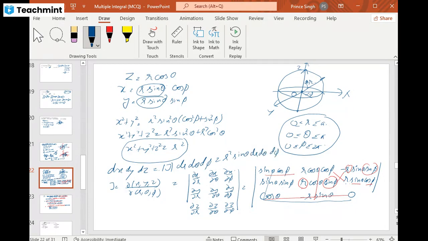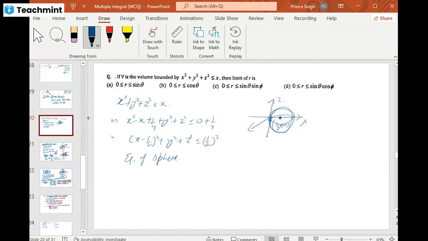Okay. Now let us come back to the question. Because in this case the surface is a sphere, what we need to do is convert it into the spherical polar coordinate system. So we are going to transform x, y, z to r, theta, phi. So what is the transformation? z equals r cos theta, x equals r sin theta cos phi, and y equals r sin theta sin phi. So what is x square plus y square plus z square?